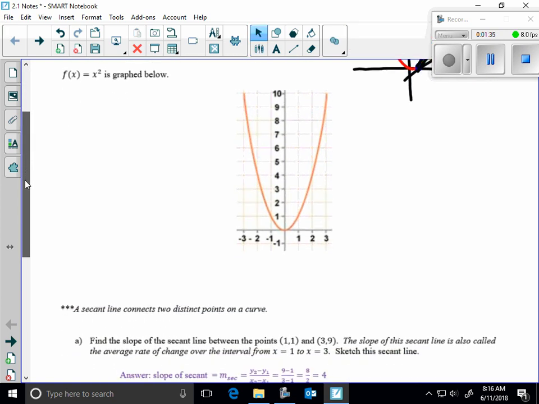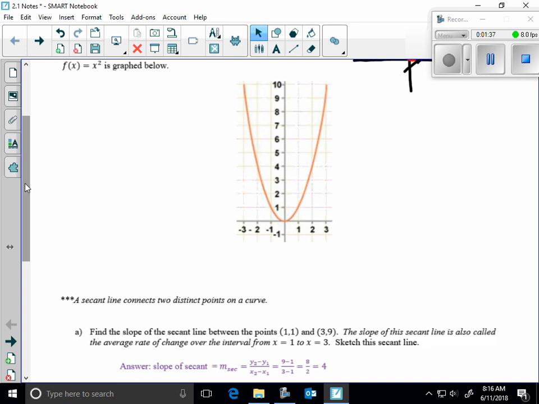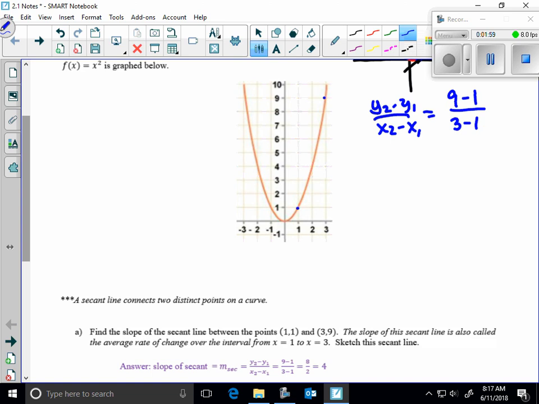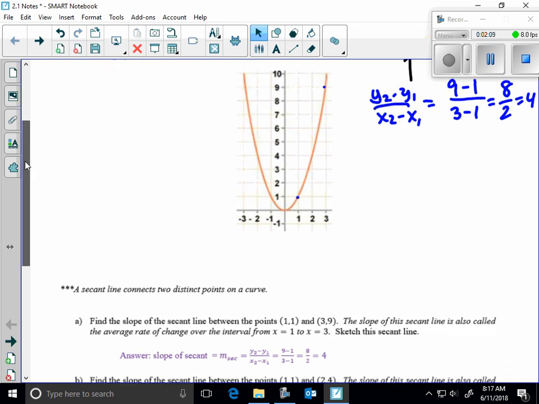So here's the graph of y equals x squared. A secant line connects two distinct points on a curve. Find the slope of the secant line between the points (1, 1) and (3, 9). To find that slope, we'd take y2 minus y1 over x2 minus x1. So I'd take 9 minus 1 over 3 minus 1, which is 8 over 2, which is 4. Okay, it looks like that matches our work below. All we're doing is calculating the slope of a secant line.